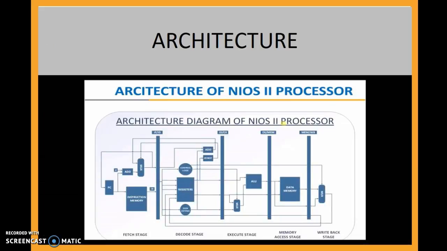So let's quickly have a look at the architecture of the Nios 2 processor. Generally the processor is divided into 5 different stages. As you can see, there is one stage called fetch, then the decode stage, then the execute stage, then the memory access stage, and the write back stage. You can also see the instruction memory in the fetch stage, the data memory in the memory access stage, and the general purpose registers which are in the decode stage. And this is the arithmetic and logical unit, which is the heart of the processor, in the execute stage.